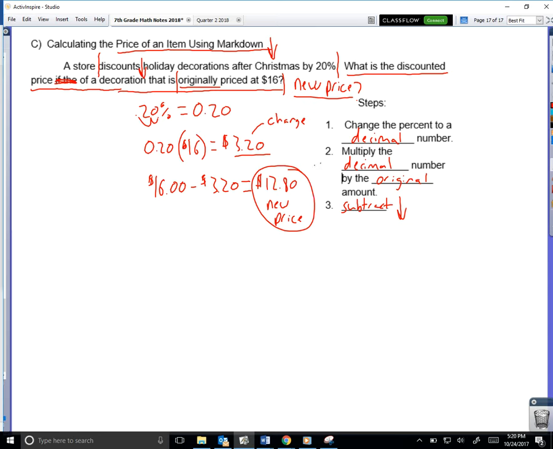All right, that is all I got for you guys on retail shopping, markup, markdown.